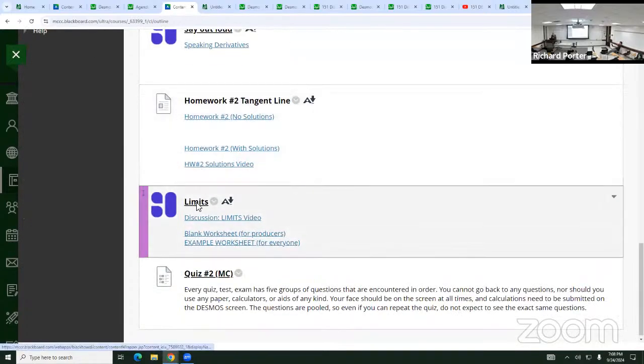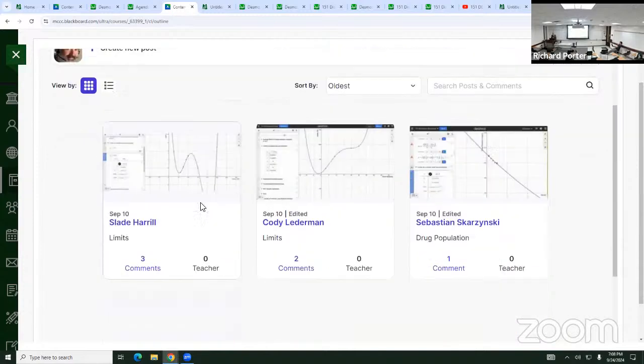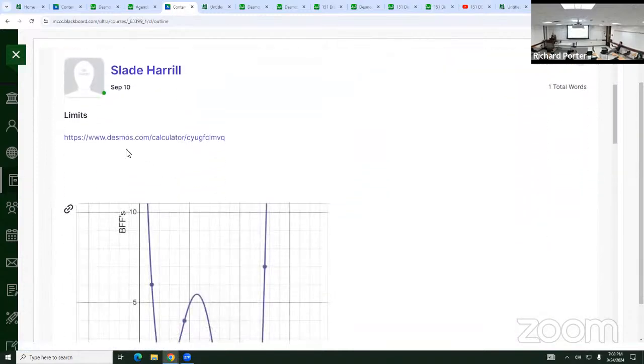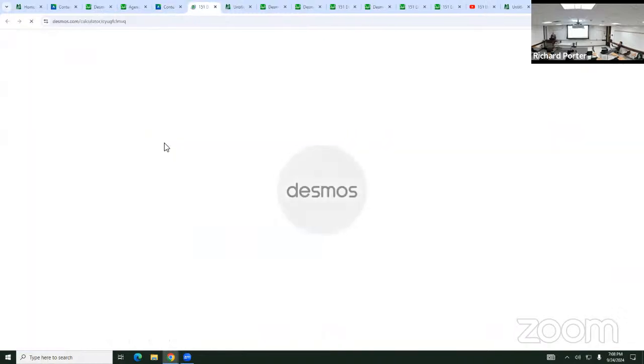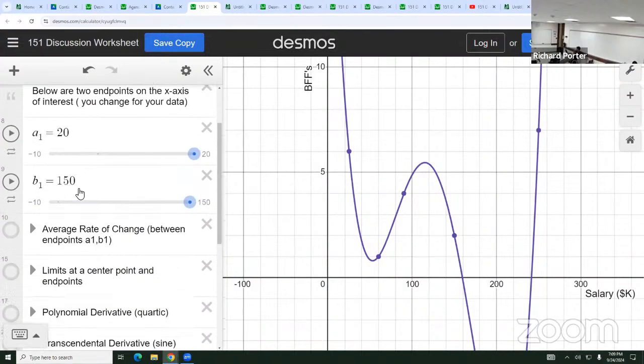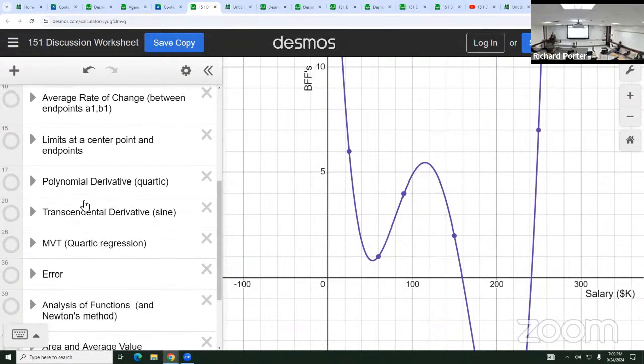So that would be the limits discussion. It's in here. There it is. Yay. Just click on that. If you have saved it, you have so little to do because your data is already in there. And then all you need to do this week is transcendentals.